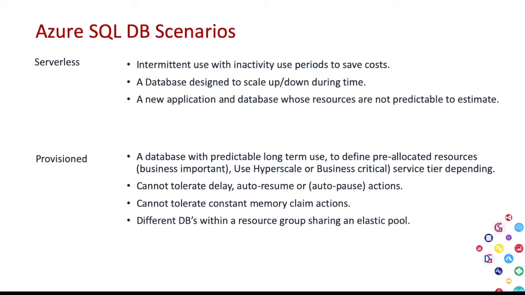For those we need the provisioned model. Also, we can select Hyperscale or Business Critical in your service tier, depending on the performance you need. Because another characteristic is that you cannot tolerate delay, auto resume, auto pause. You cannot tolerate constant memory reclaim actions, which is part of serverless, in a way to save costs.